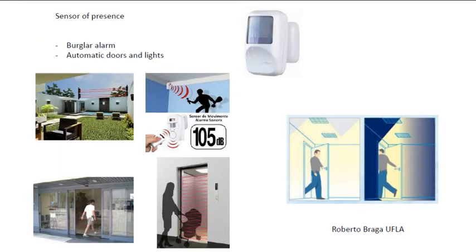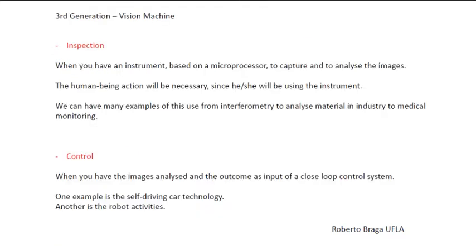Here we can see many examples of optical sensors in our daily life: optical fences, burglar alarms, door and light automation. The third generation of optical sensors is based on the use of digital cameras, where millions of solid-state devices are gathered.